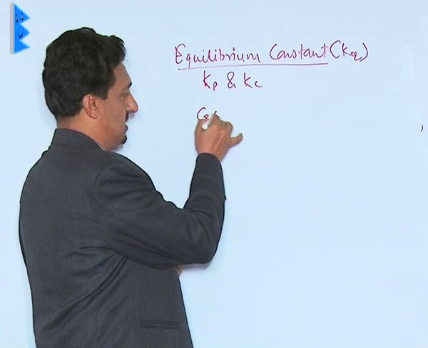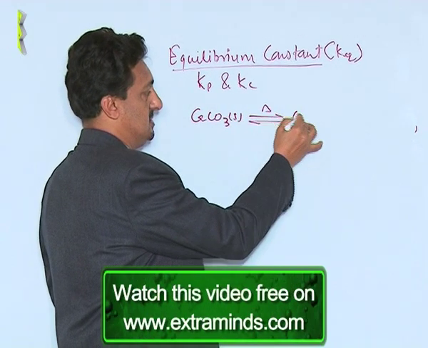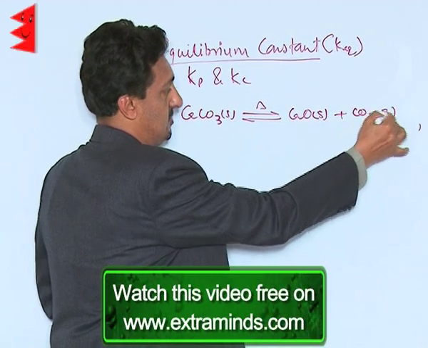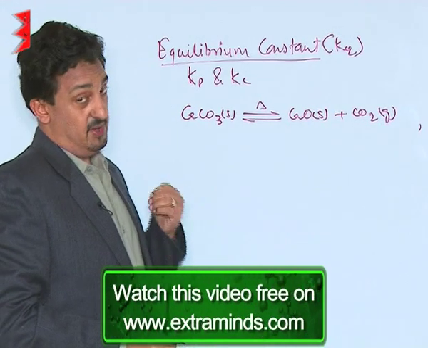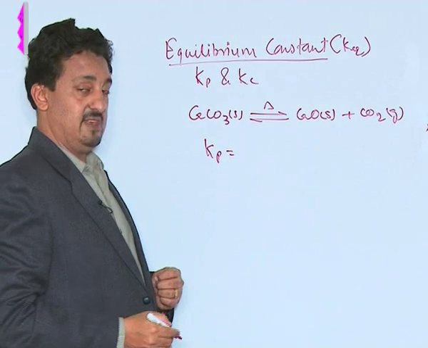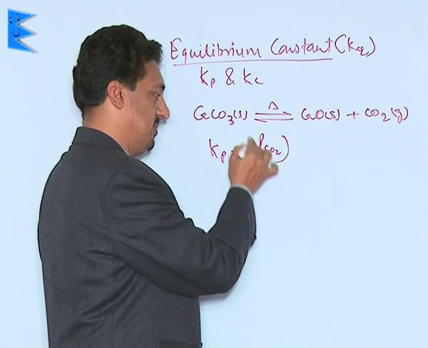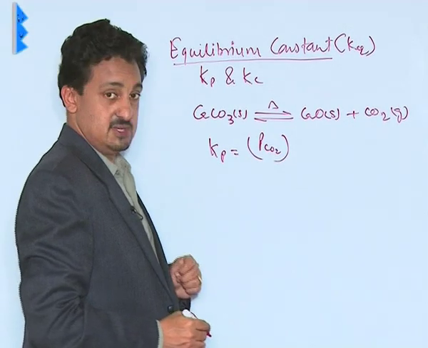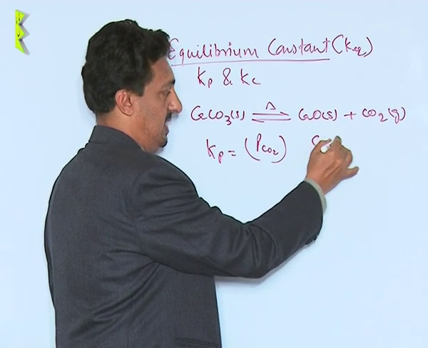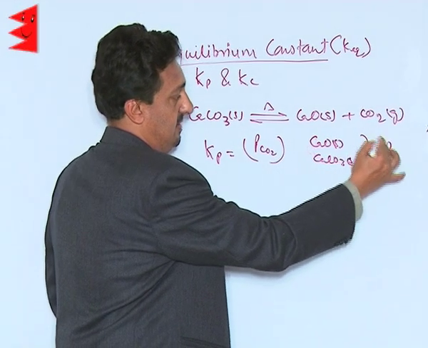Suppose calcium carbonate solid is decomposed and it gives calcium oxide solid and CO2 gas. If somebody asks us how can you write down its Kp, what is the expression of its Kp, we will write down only the partial pressure of CO2, that's it. Because calcium oxide is a solid, calcium carbonate is a solid, they cannot have their partial pressures.